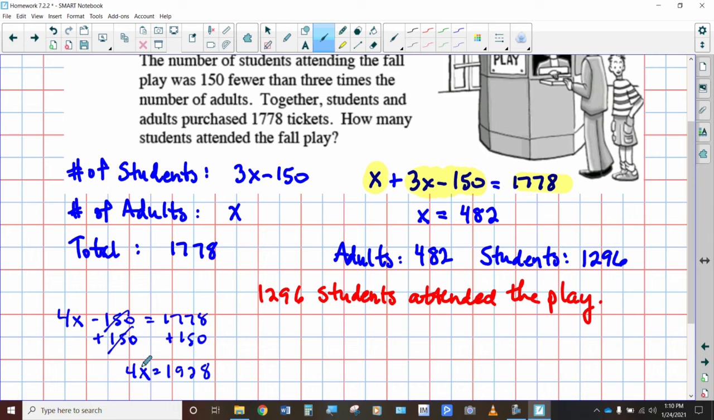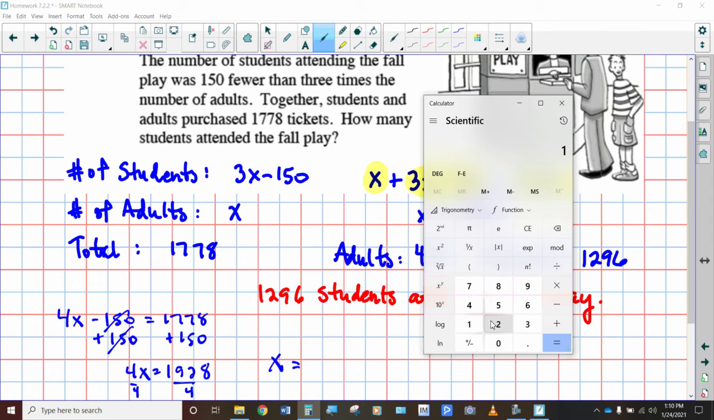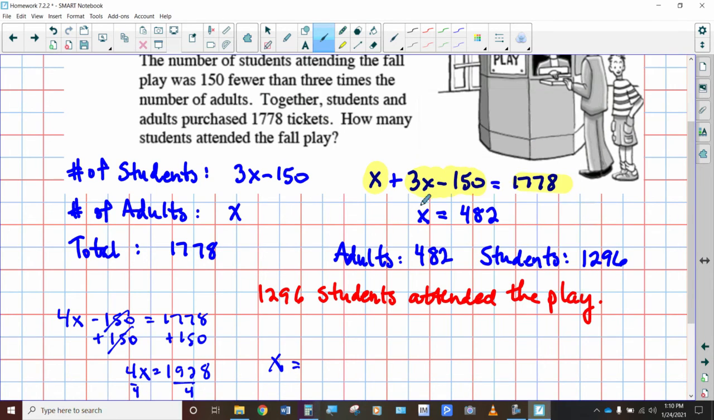So now 4 times something equals 1928. So let's take 1928 and divide it by 4. And that's going to tell us what our something is. And I see it right there. But let's just show it on the calculator. 1928 divided by 4, 482. So the number of adults that attended was 482.